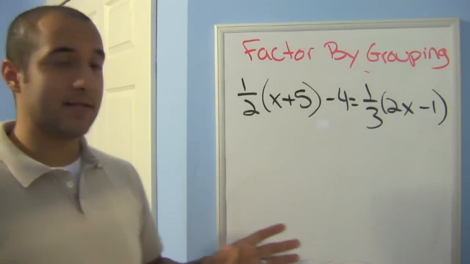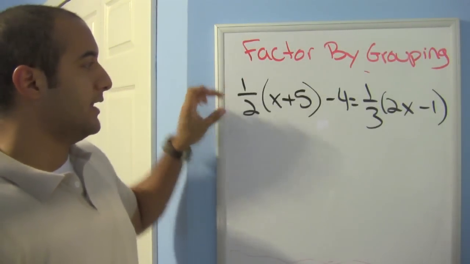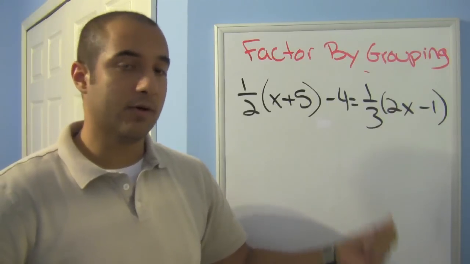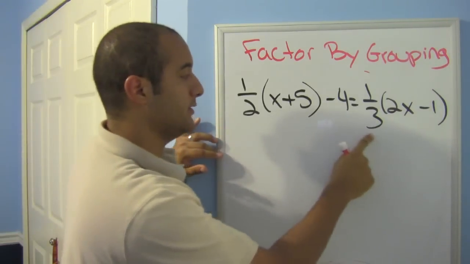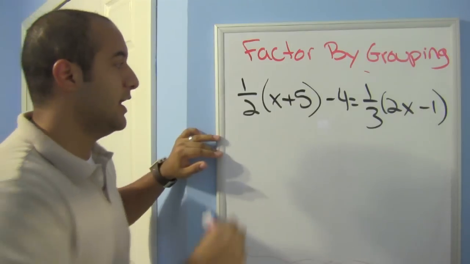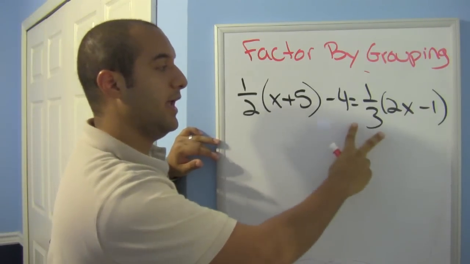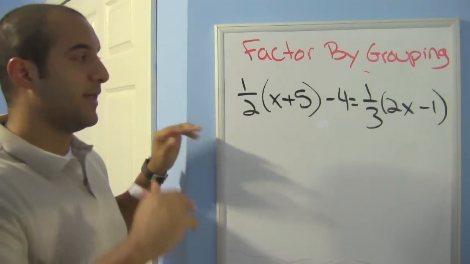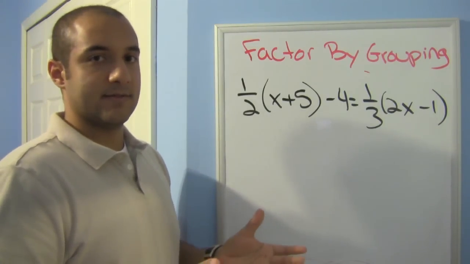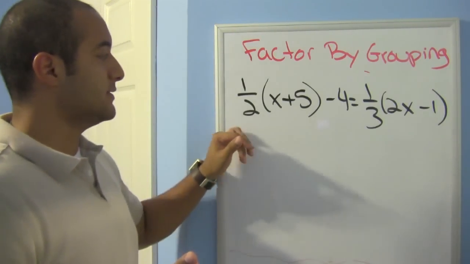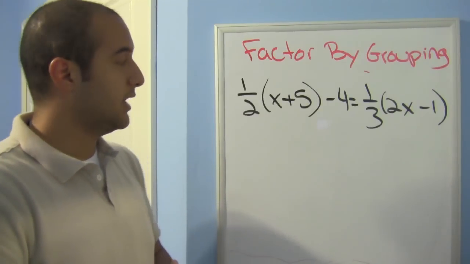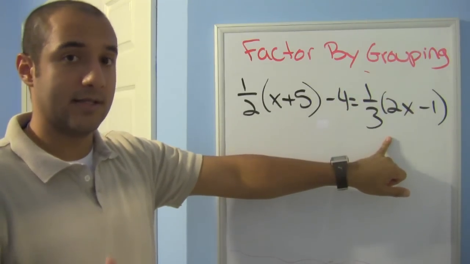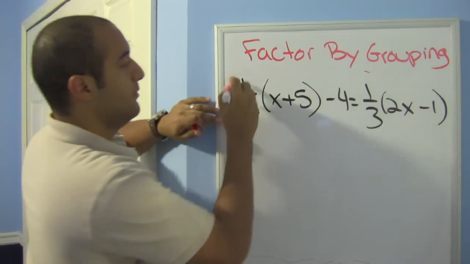Alright, what if you get something crazy looking like this, and you have parts getting multiplied by a fraction? Well, what I want to do is look at my denominator and get rid of those. I notice that I have a denominator of 2 and a denominator of 3. So what I want to do is multiply everything by 6. Why? Because 6 would be the least common denominator. So I want to get rid of my denominators here. Okay, let's see how we're going to do that.